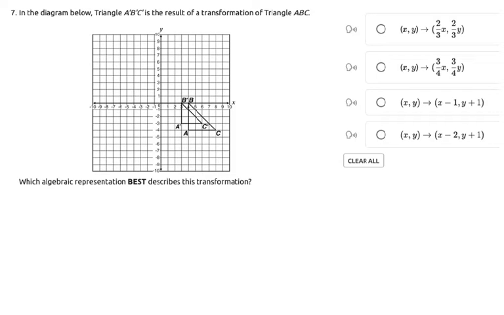Question 7. In the diagram below, triangle A'B'C', and remember those have little apostrophes above them, is the result of a transformation of triangle ABC, which doesn't have the apostrophes. So A'B'C', remember, that's the image. The one without the apostrophes that I'm circling right over here is the pre-image. Question, what are we doing? Which algebraic representation best describes this transformation?